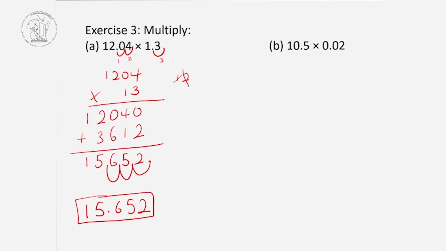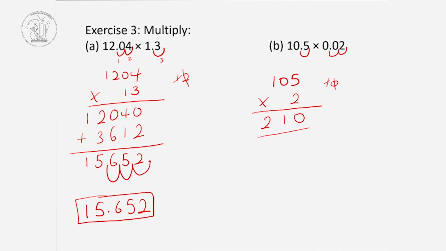The next one we have, the last one for multiplication, we have 10.5 multiplied by 0.02. So we move the decimal point to the end here and we jump 1, 2, and we move to the end here. So now we have 105 multiplied by 002, which is the same as 2. So we multiply 2 times 5, 10. 2 times 0 is 0 plus 1 is 1. 2 times 1 would be 2.